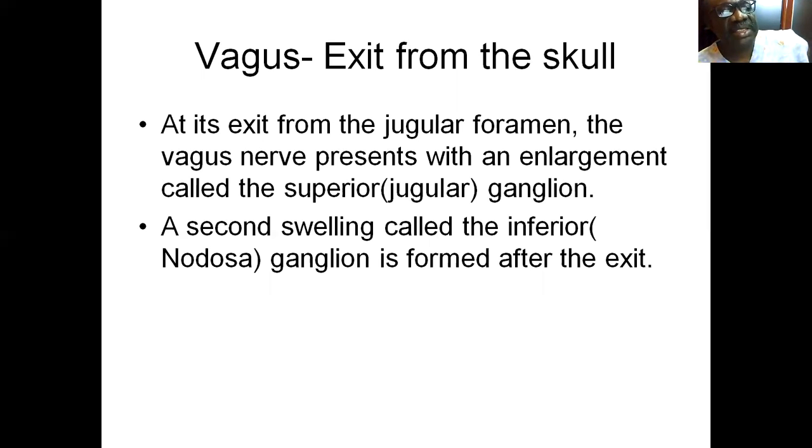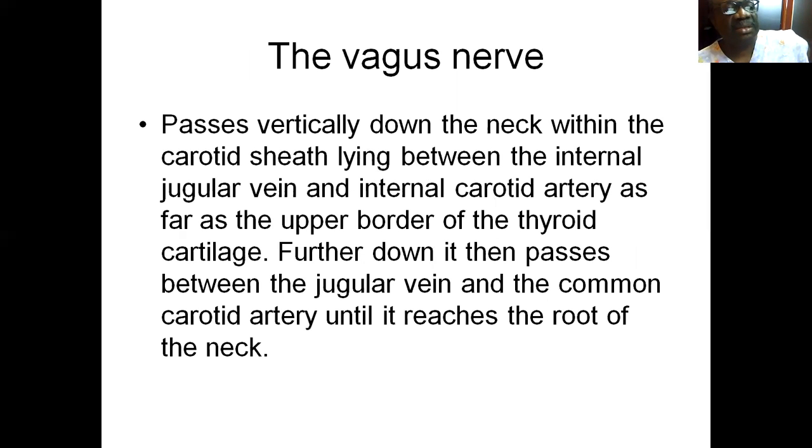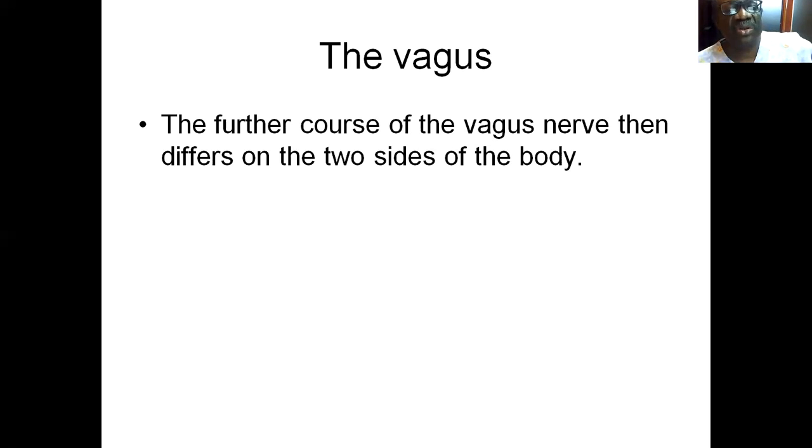The vagus nerve passes vertically down the neck within the carotid sheath, lying between the internal jugular vein and the internal carotid artery as far as the upper border of the thyroid cartilage. Further down, it then passes between the jugular vein and the common carotid artery until it reaches the root of the neck. The further course of the vagus nerve then differs on the two sides of the body. So it is symmetrical up to the root of the neck in its course and distribution. And after this, it is different.